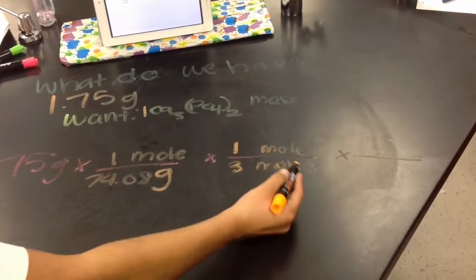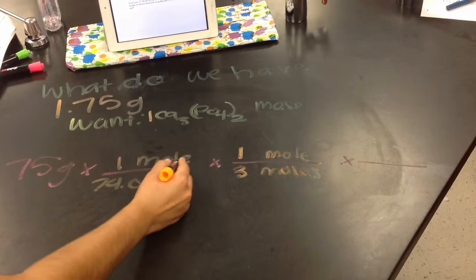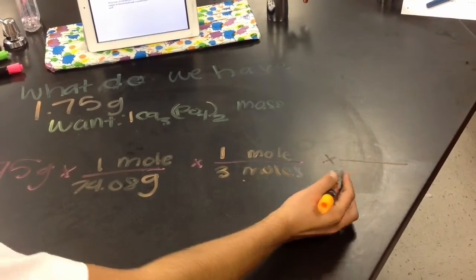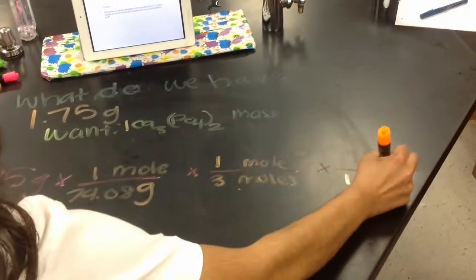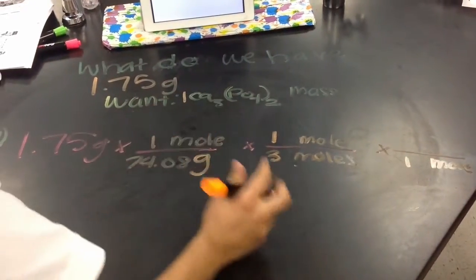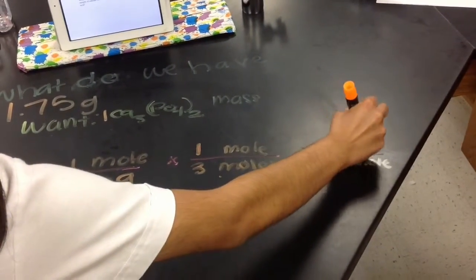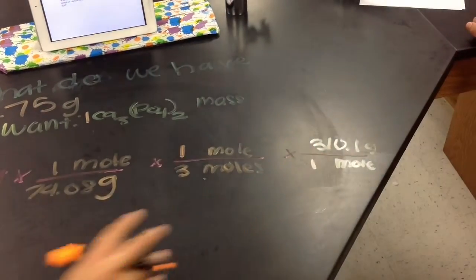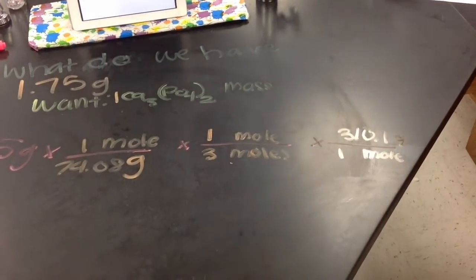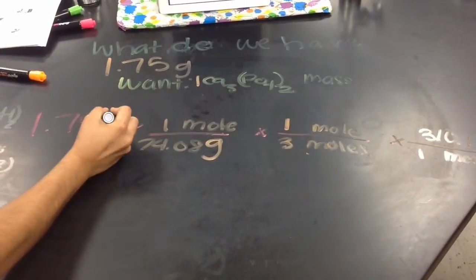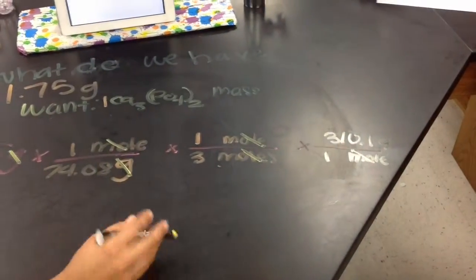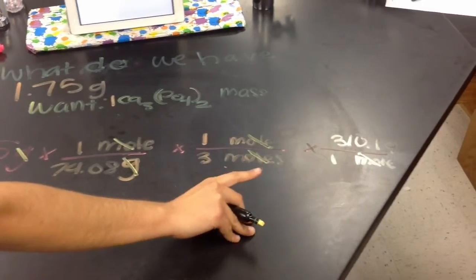Now, since we crossed out grams and grams here, we want to cancel out moles and moles. So we're going to have 1 mole here, and this is going to have the mass of calcium phosphate, which is approximately 310.1 grams of calcium phosphate. Now we can easily just cancel out our units: grams, and moles and moles. Then we're left with grams at the end.